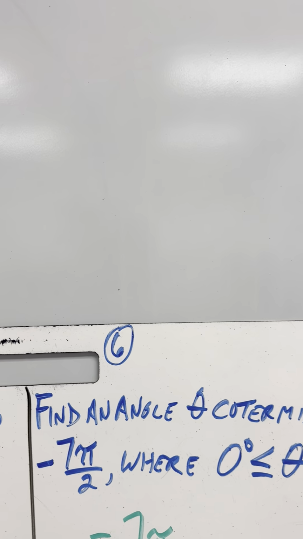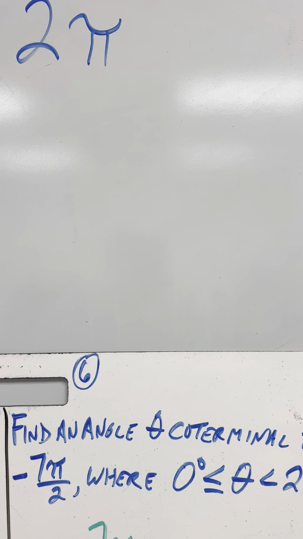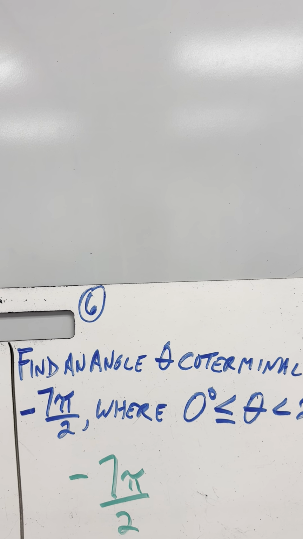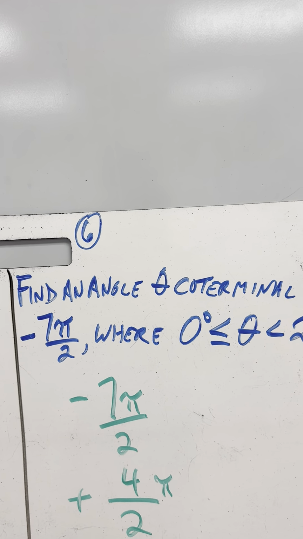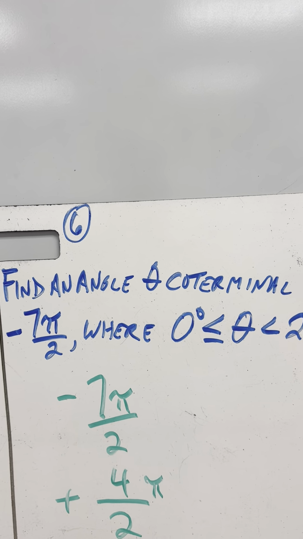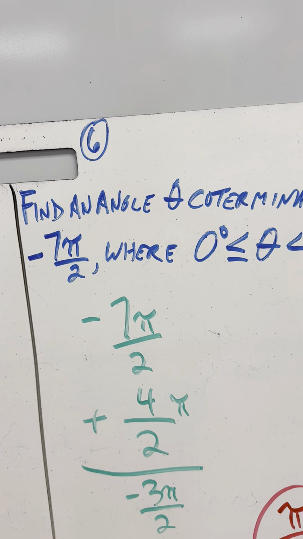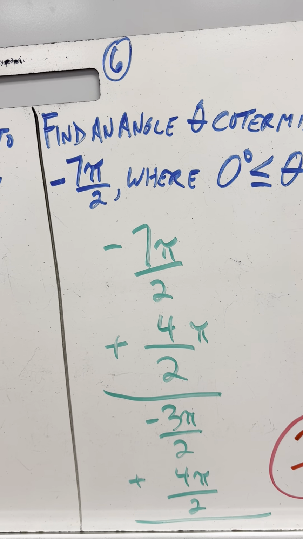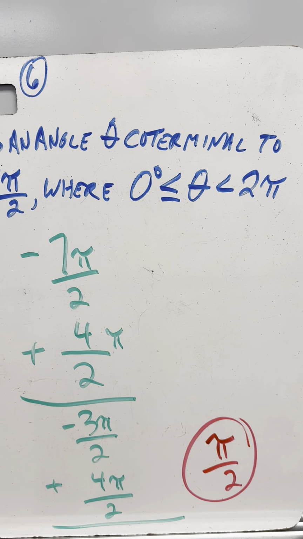Here we go with negative. So instead of minusing 2 pi, I'm going to add 2 pi. So negative 7 pi over 2. But what's 2 pi equal to if I have 2 on the bottom? Won't that be plus 4 pi over 2? Isn't 4 pi over 2 the same as 2 pi, right? So negative 7 plus 4 is negative 3 pi over 2. Not good enough. I need to get positive. So I'm going to add another 4 pi over 2. What's negative 3 plus 4? 1 pi over 2. There you go.